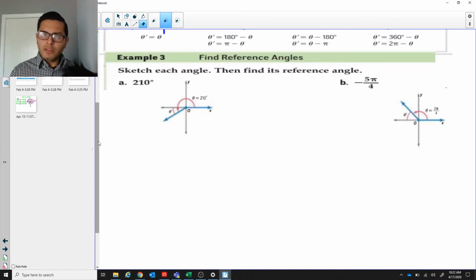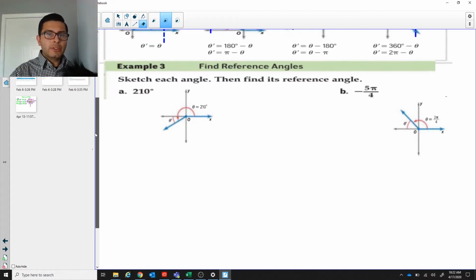Let's try this out. So here it says sketch each angle, then find its reference angle. The nice part is we've gone ahead and sketched this for you already. As you can see, 210 degrees lies in quadrant 3. So how can we find this reference angle?